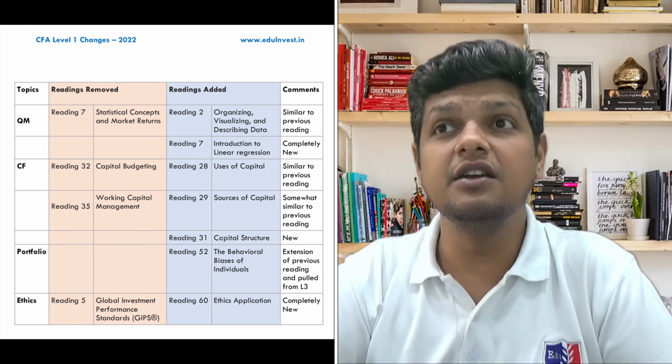This is a new reading for Level 1, although it is present in Level 2. So it's the exact same thing that you will find now in Level 1 as well. They've started introducing linear regression from Level 1 itself, instead of directly seeing it in Level 2. However, if I reiterate, they have removed reading 7 from the current curriculum, that is Statistical Concepts and Market Returns, and they've added organizing and visualizing of data. Also remember that the readings have changed. Why have the readings changed? I'll discuss that as well.